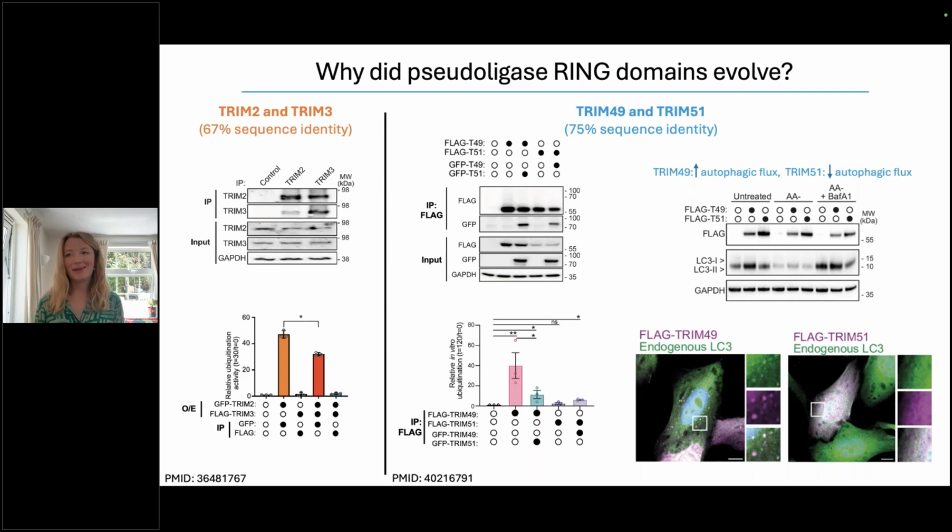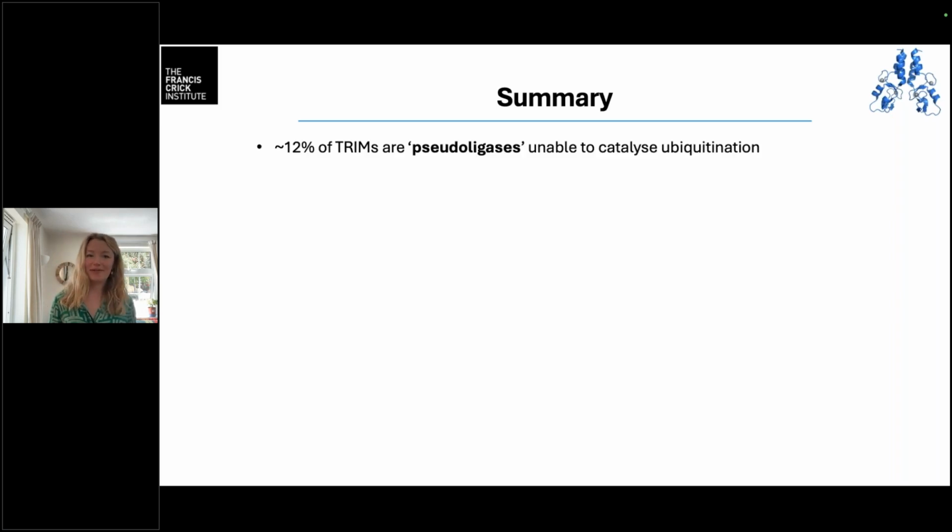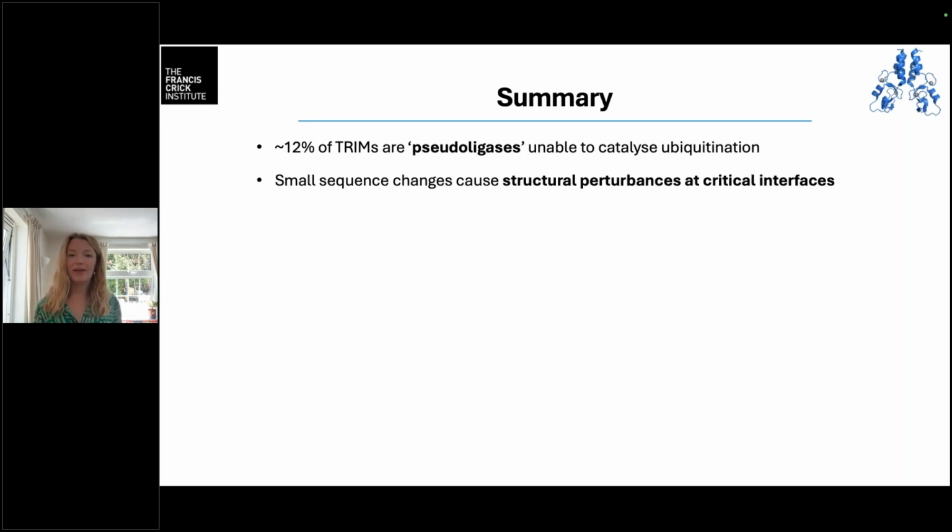So kind of interesting that we were able to pick that up and maybe provide some kind of explanation about why they might be having opposing roles. So I'm a bit ahead of time, but to summarize, approximately 12% of TRIMs seem to be these pseudoligases that are unable to catalyze ubiquitination.